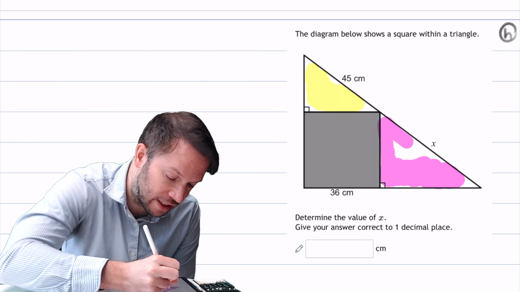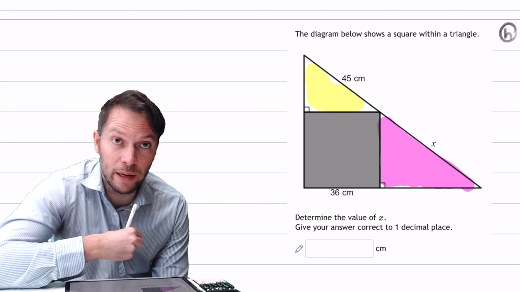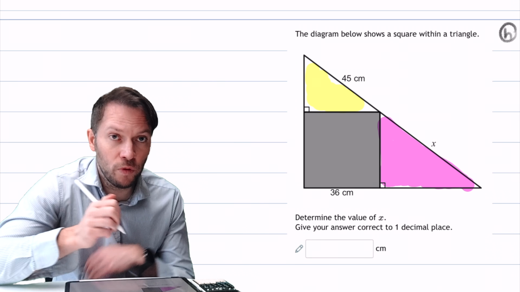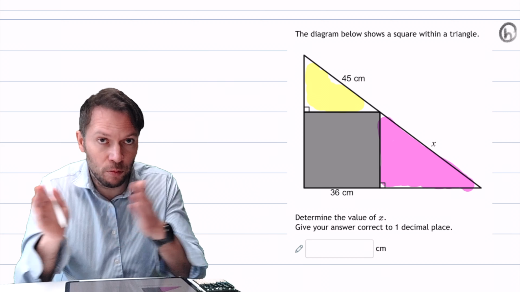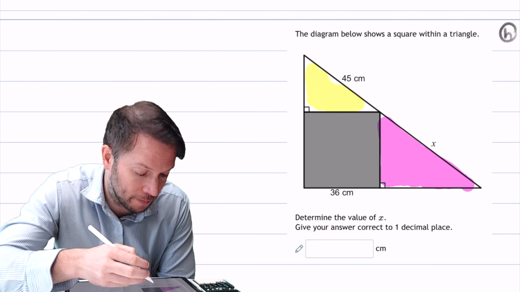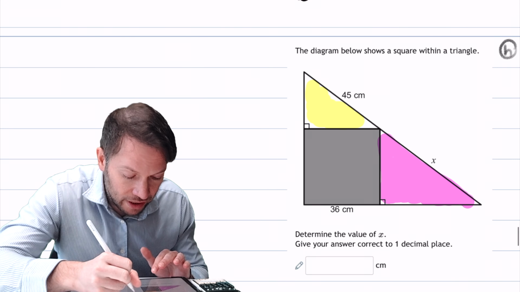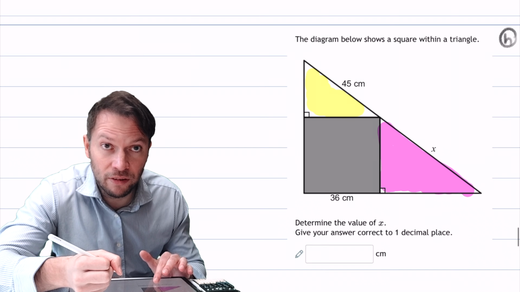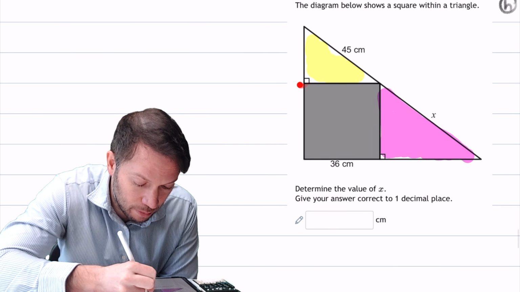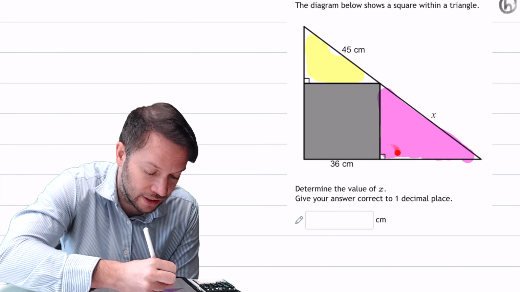And what we mean by similar is that they're the same shape, but maybe different sizes. So all the lengths are scaled in the same way. If you double one length, you would have to double another length, for example. And the reason we know they're similar is because they have all the same angles, so therefore they're the same shape. So, for example, this 90-degree angle is the same as this 90-degree angle.